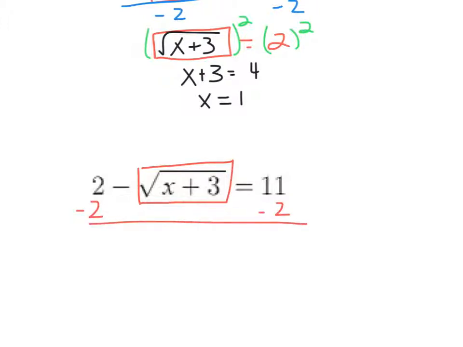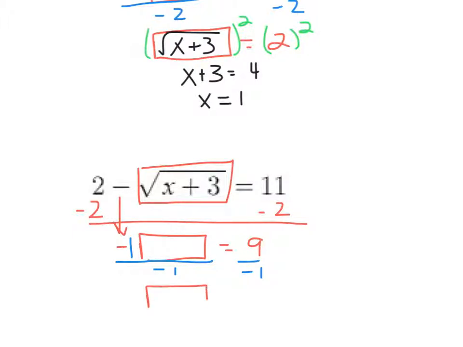Awesome. Don't lose this negative. It's still negative blob equals 9. Now, that's really a negative 1 in front, so we're going to divide by negative 1, which gives me that my blob equals negative 9. No solution, okay? If I'm doing the square root inside my blob, then I can't have a negative.